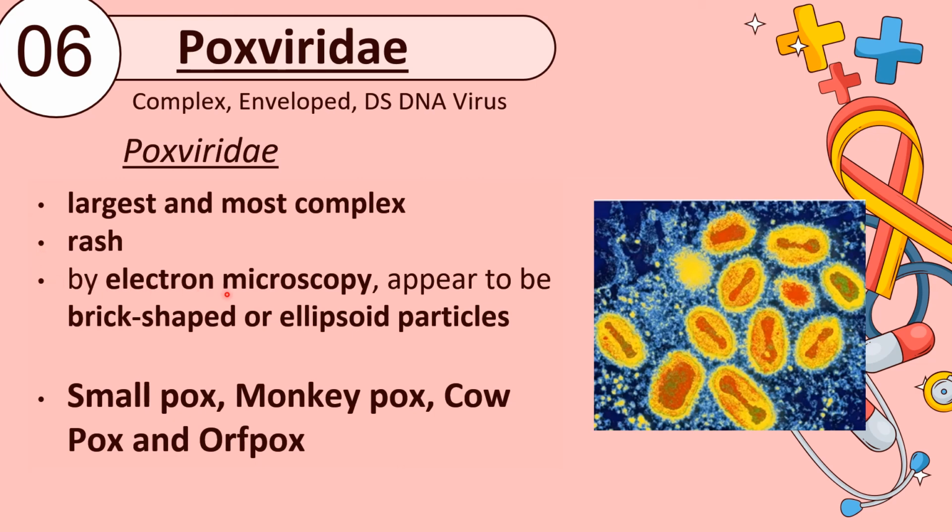Under the electron microscope, they appear as particles having the shape of a brick, or ellipsoidal particles. The different infections caused by Poxviridae include smallpox, monkeypox, cowpox, and orthopox. Most of these have similar presentation, which is the formation of rash all over the body or specifically on affected areas only. And on the following slides, we'll be taking up each of these infections.